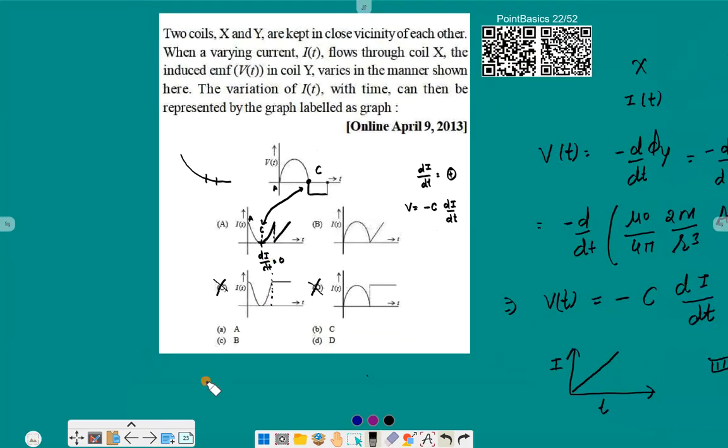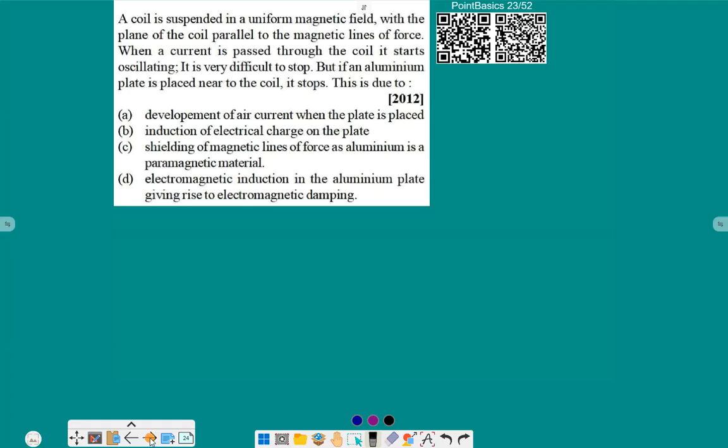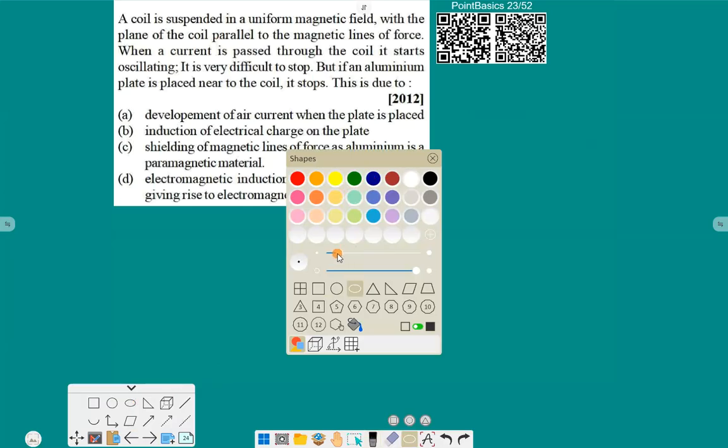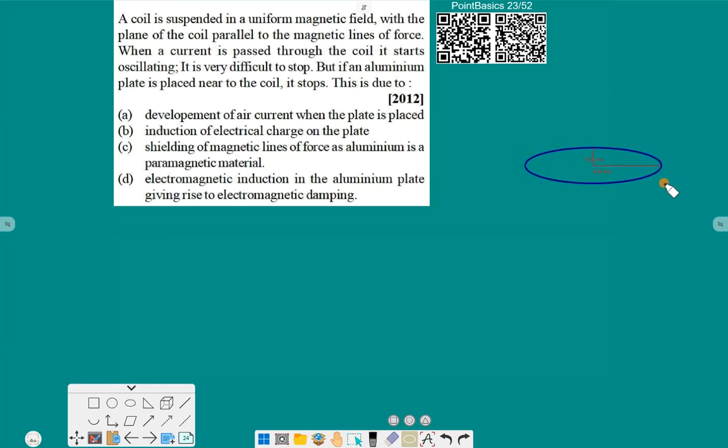Now let's move to the next question. A coil is suspended in uniform magnetic field with the plane of the coil parallel to magnetic lines of force. So we can say, if this is our coil, then its plane is parallel to magnetic field lines, meaning magnetic field lines are passing like this. So we can say the area vector of the coil is perpendicular to magnetic field lines.